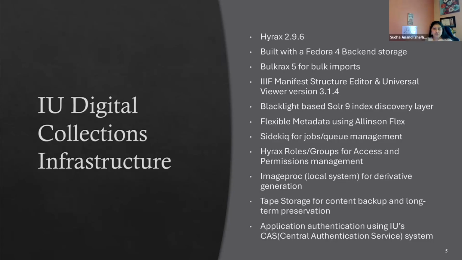Even though Hyrax supports derivative processing, to reduce overhead, we externally process files using a locally developed process called ImageProc. This processing results in a set of 3 derivative files for each original file: a pyramidal TIFF, PTIFF derivative, an OCR file, and a FITS characterization file. The process also QCs the file naming and verifies if it meets predetermined preservation standards. Finally, all original files are routed to tape storage for preservation. All content ingested into digital collections is preserved through tape storage.